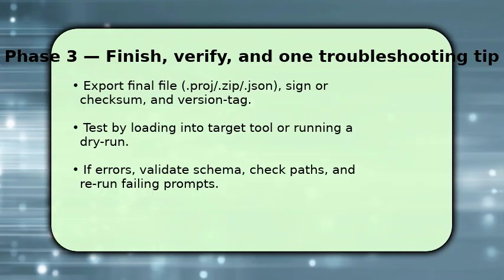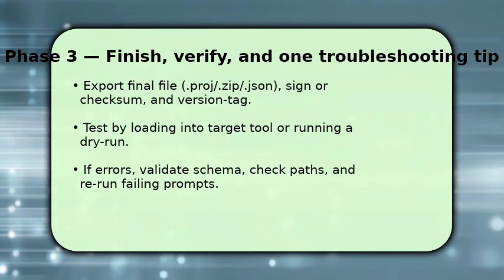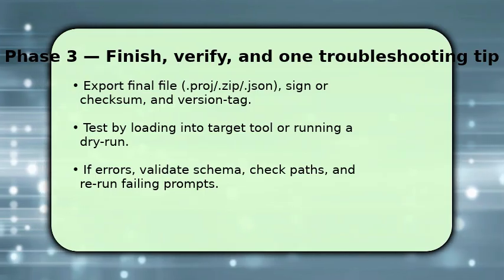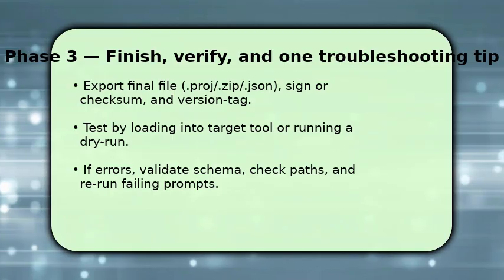If something fails, validate the schema, confirm relative paths, and inspect the AI response for missing keys. Rerun only the failing prompts to save time. Finally, document the fix in the README so future runs avoid the same issue.